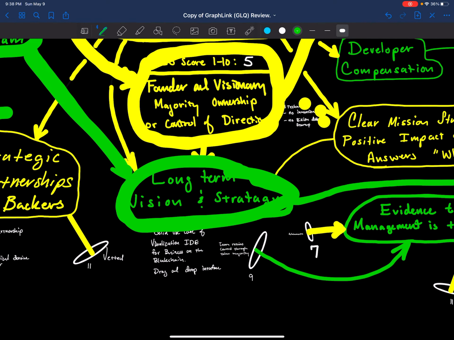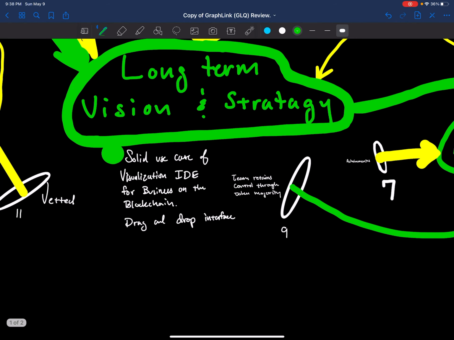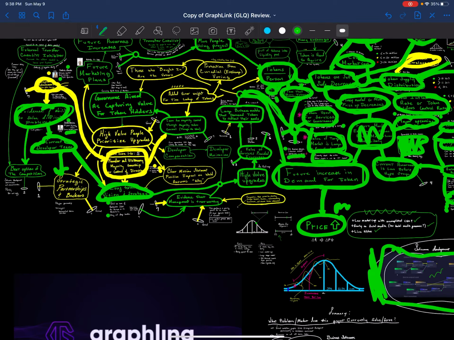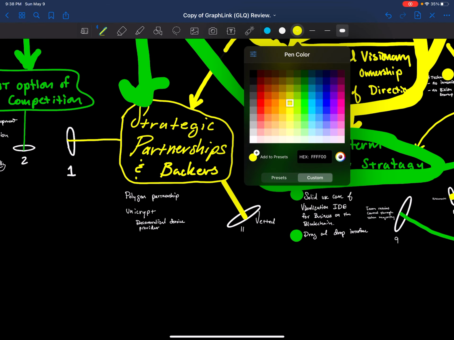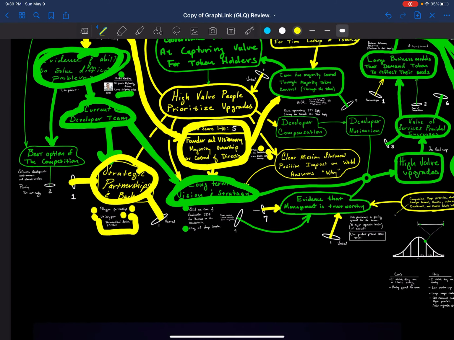Long-term vision and strategy: they have a solid use case of visualization, an integrated development environment for businesses on the blockchain, with a drag and drop interface. So it's a very beautiful product, and it will make workflow easier for businesses as they on-ramp into this new economy. Strategic partnerships and backers: the Polygon partnership. That partnership might not mean much in the future when they make their own blockchain, but right now it's good for making sure they launch on Ethereum or whatever is inexpensive. Unicrypt, a decentralized service provider, is also one of their partners.